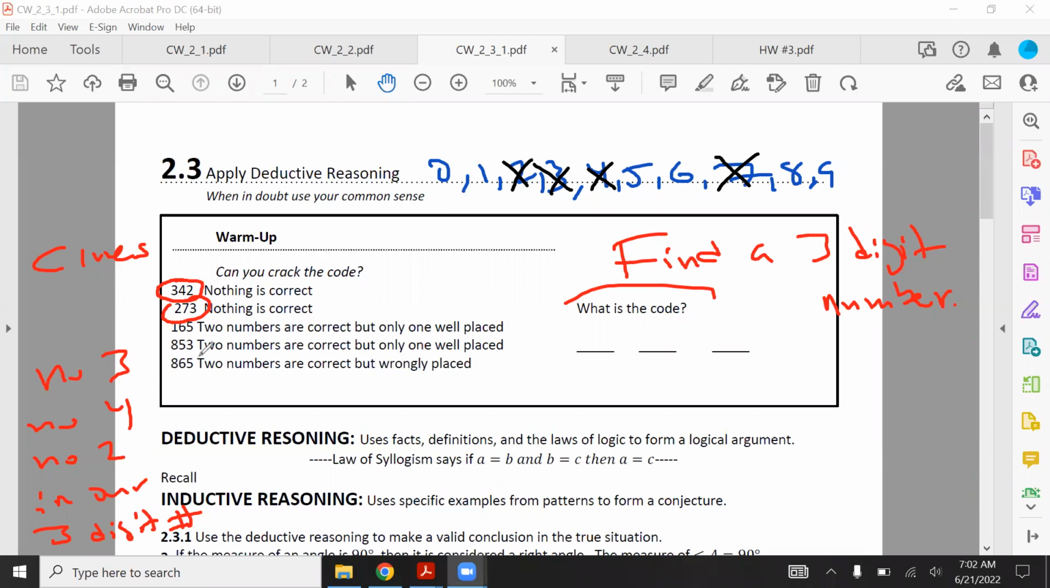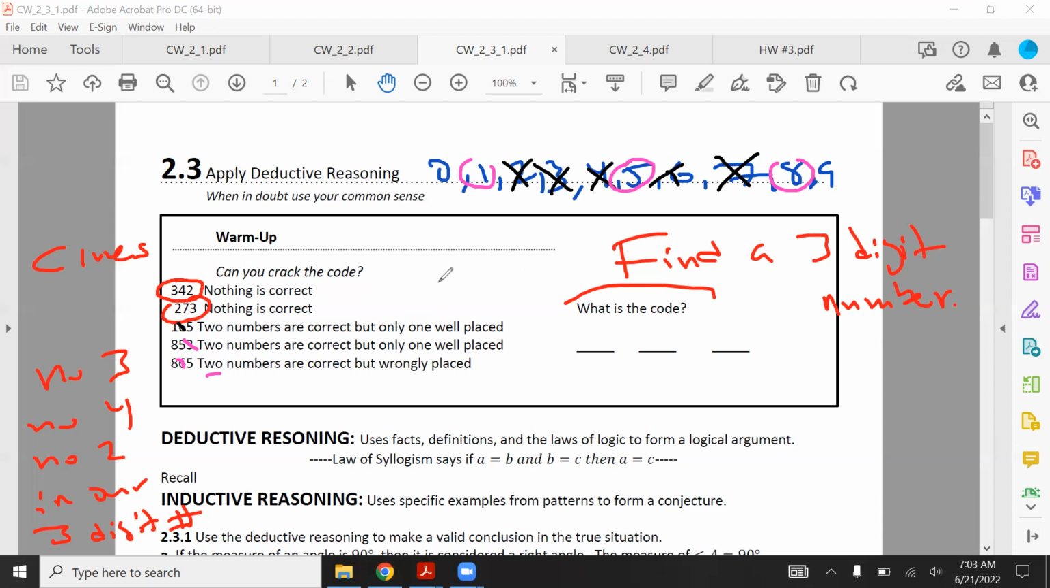You have an 8, 5, or 3. But we know the 3 can't exist, right? So that means we definitely have an 8 and a 5. And here, 2 numbers are correct, but 1's in the wrong place. But if we have an 8 and a 5, then we're not going to have a 6, because only 2 numbers are correct. So 6 is out. So it means you definitely have to have a 1. So now our numbers have evolved to 1, 5, 8.